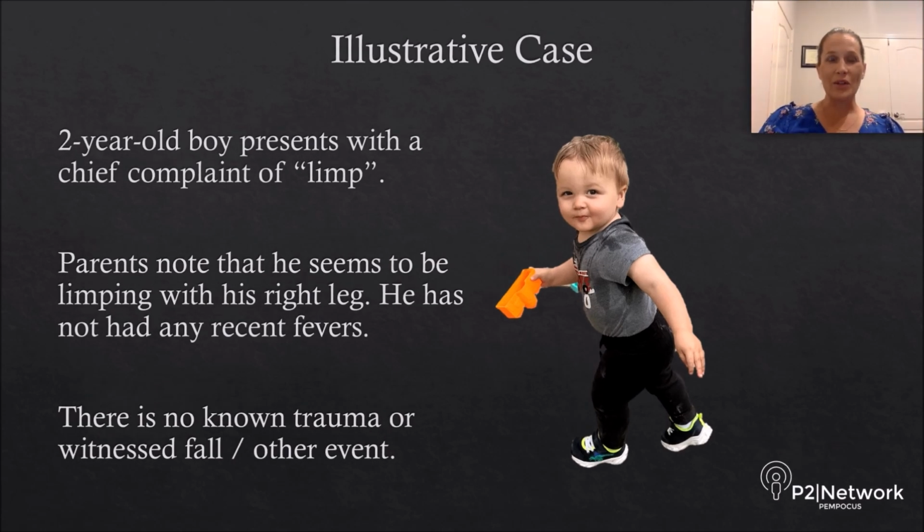Here I present to you an illustrative case. So you have a 2-year-old male who presents to your emergency department with no significant past medical history, with a chief complaint of limp. The parents note he seems to be limping on his right leg. He has not had any recent fevers, and there's no traumatic witnessed event.